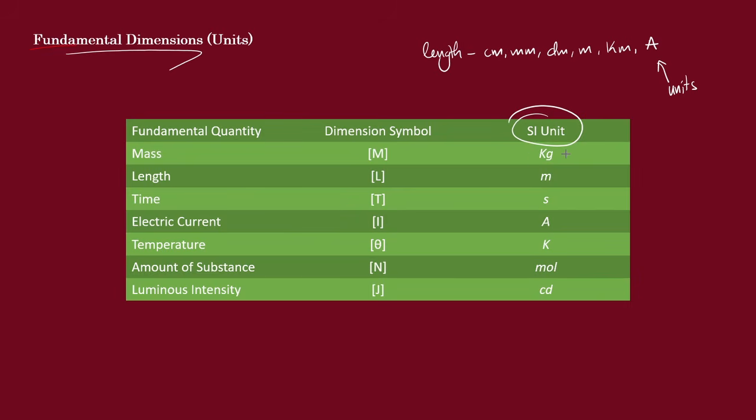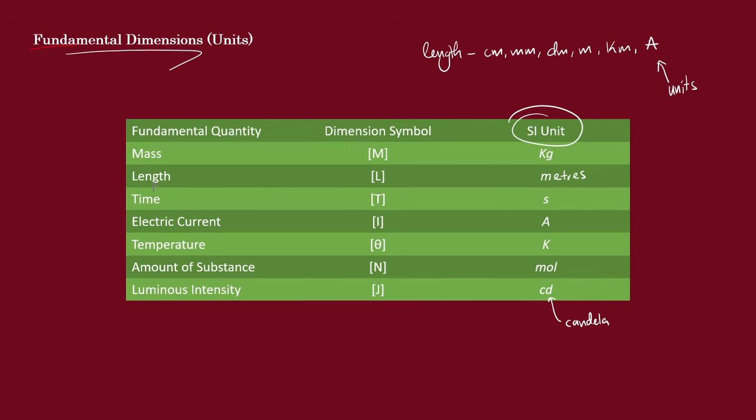That of mass has been agreed to be kilograms. Of length is meters. Time is seconds. Current is amperes. Temperature, Kelvin. Amount of substance, moles. And luminous intensity is the candela. They're called fundamental units or fundamental dimensions because they cannot be expressed in terms of each other. They are independent. There's no way you can express mass in terms of time, or temperature in terms of amount of substance, or brightness in terms of current. But that's the idea.